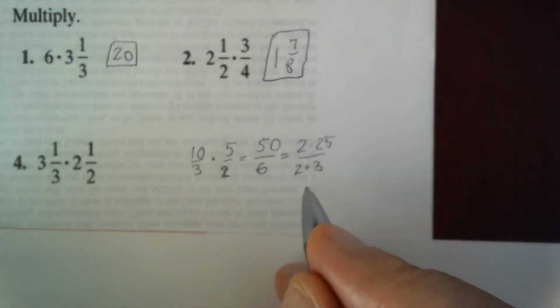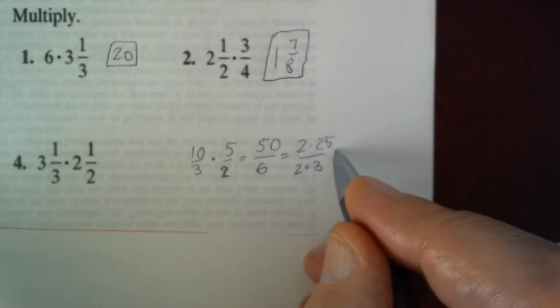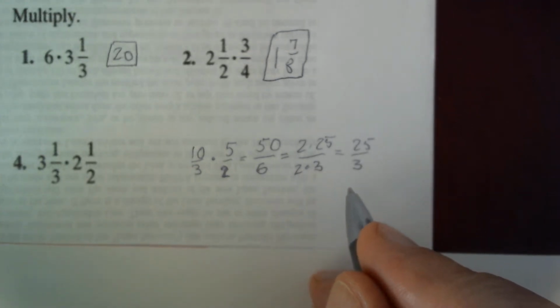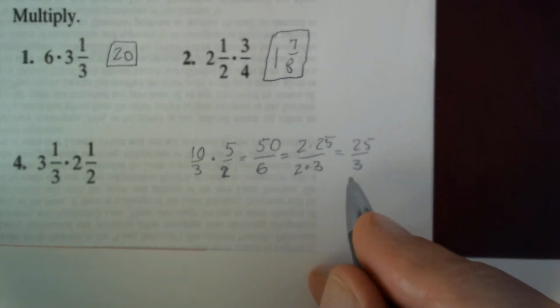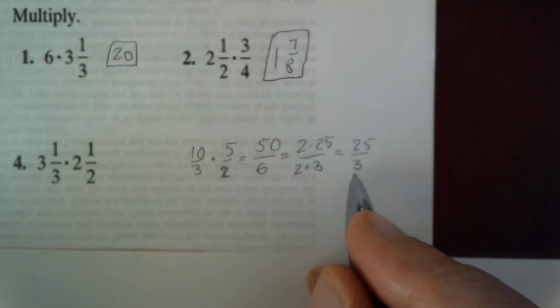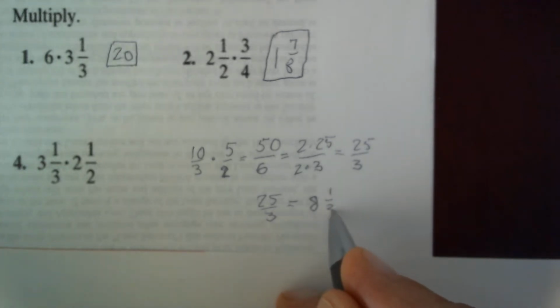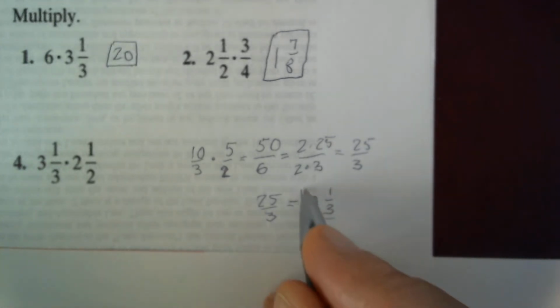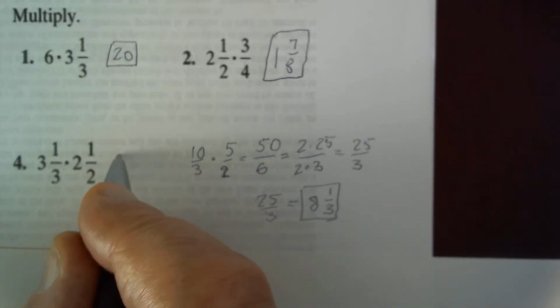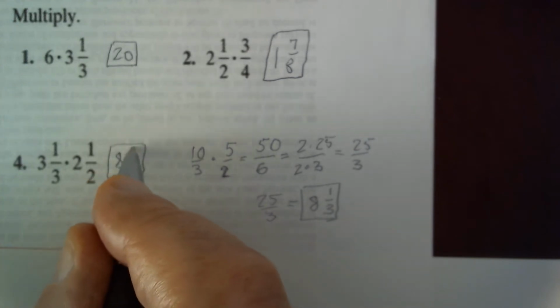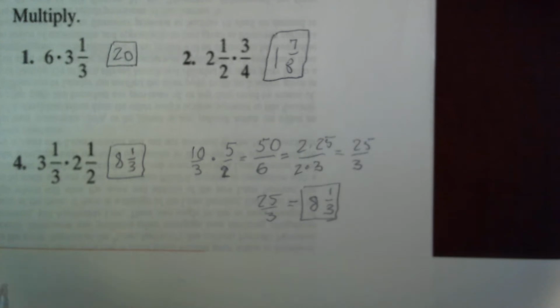The 2's cancel, so that's equal to 25 divided by 3. And when we convert this now to a mixed numeral, we divide 3 into 25, which is 8 1/3. So 25 divided by 3 is equal to 8 1/3. So this is the answer for number 4, 8 1/3. And as always, I recommend you grab a piece of paper and a pen or a pencil and work it out for yourself.